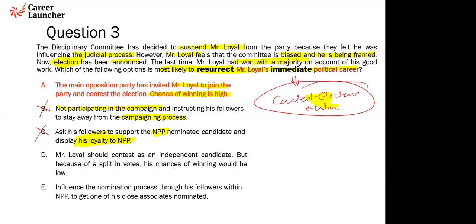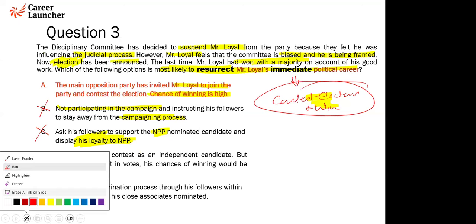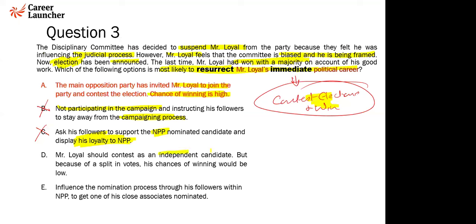Okay, choice D. Mr. Loyal should contest as an independent candidate. Because of the split in votes, his chance of winning will be low. If the chance of winning is low, it is not a good option. As I said, to me, this is the most important thing: win the next election. Choice D is saying, as an independent, your chance of winning is low, so you should not go for it.